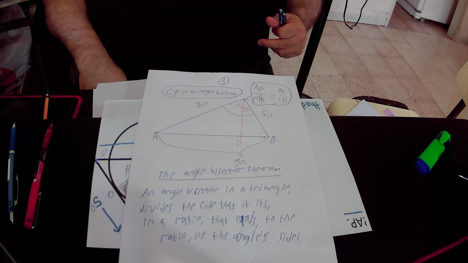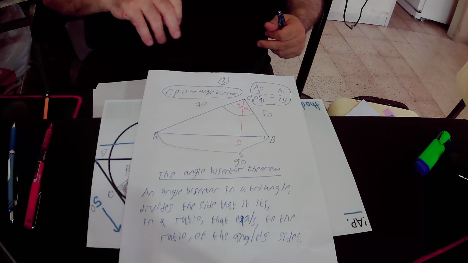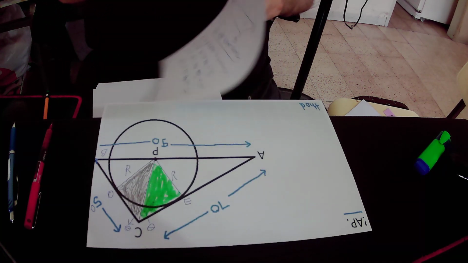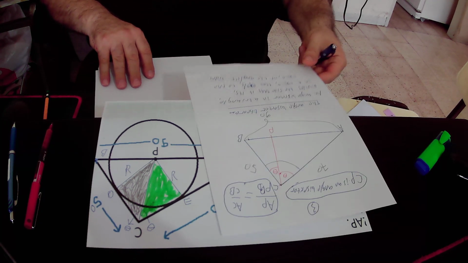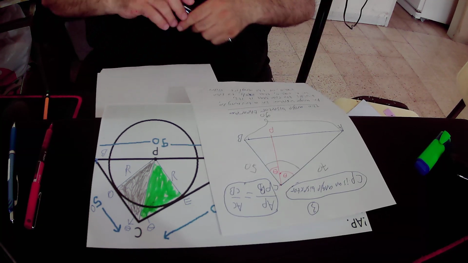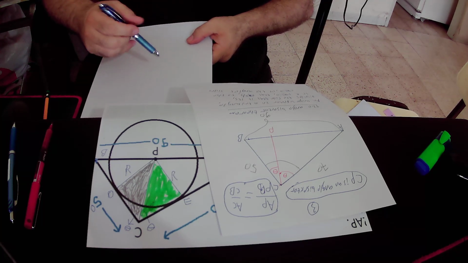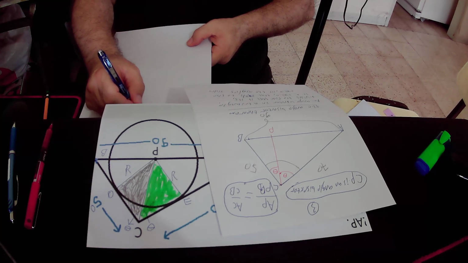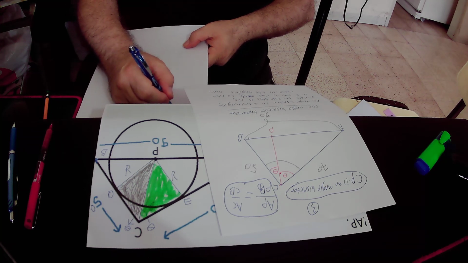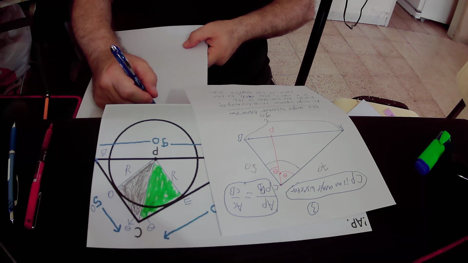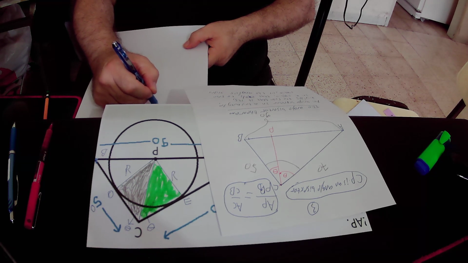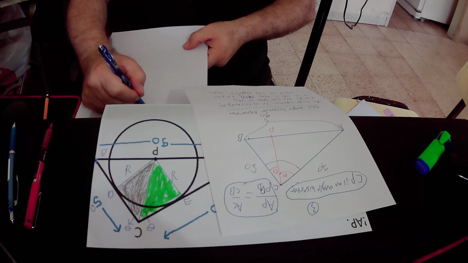Okay, so now I will write the equation. I will mark it as equation 1. Equation 1 states that AP over PB equals AC over CB.